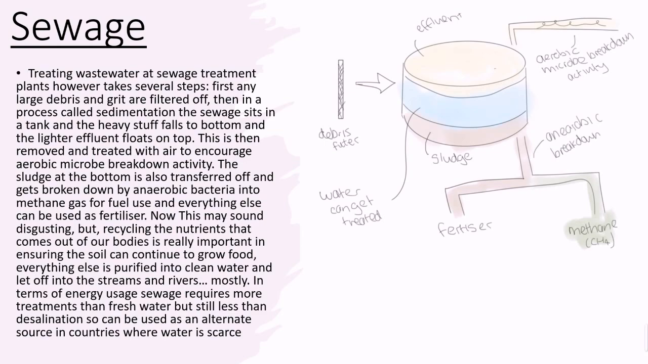fertilizer. Now, this may sound disgusting, but recycling the nutrients that come out of our bodies is really important in ensuring that the soil can continue to grow food. Everything else is purified into clean water and let off into the streams and rivers. Mostly. See the video linked.